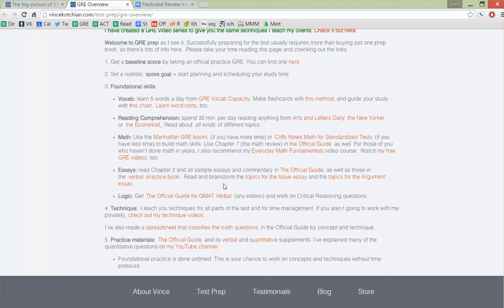Then go to these links, the topics for the issue essay and the topics for the argument essay. Those are published topics of any topic they could ever give you in the test. You can read them all. You can brainstorm as many as you can. That'll get you going with that. Then, of course, you can start writing essays. But even just brainstorming them all at least gets you familiar with a lot of what they're going to cover.